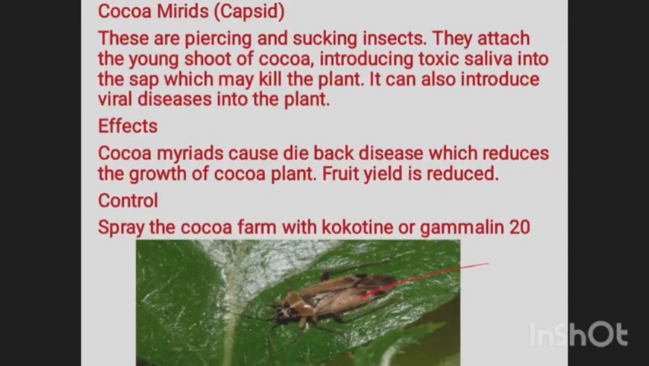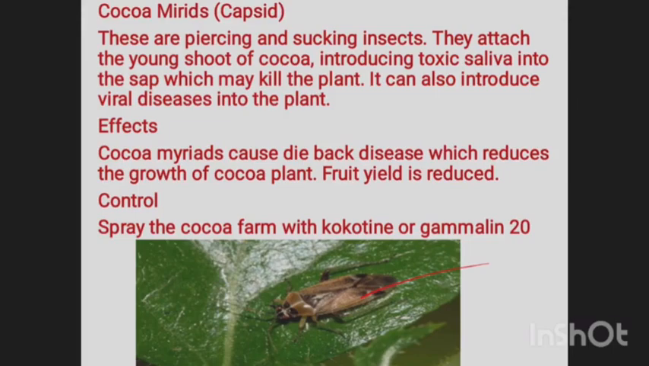Let's look at the cocoa mirids, which are also known as capsids. Now, the cocoa mirids are piercing and sucking insects. They attach to the young shoot of cocoa, and they introduce toxic saliva into the sap, which may kill the plants. As they're sucking the plant juice, they also introduce a poisonous saliva into the plants, thereby killing the plants or introducing various diseases into the plants.